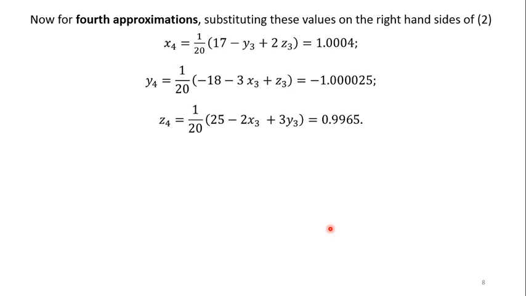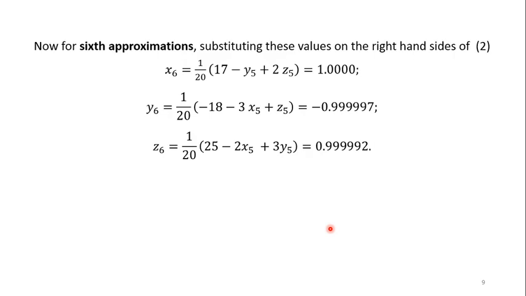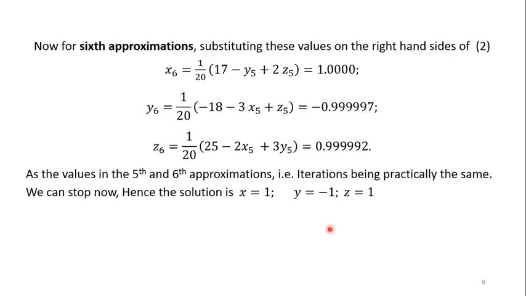You have to repeat this method 4 times, 5 times, 6 times, and now you will find that the values in the 5th and 6th approximations or iterations are practically the same, hence we can stop now. The solution is obtained as the last value of x, y, z: x equal to 1, y equal to -1, and z equal to 1.